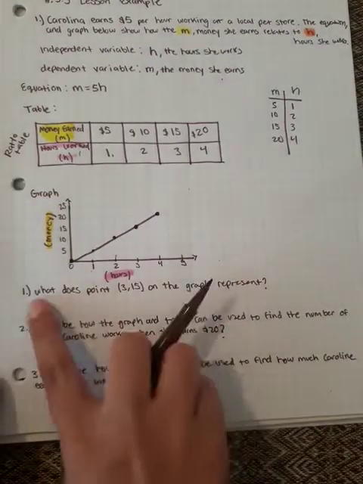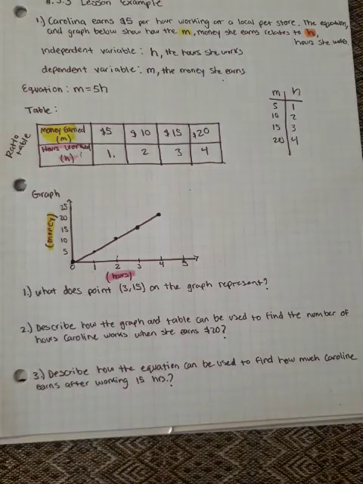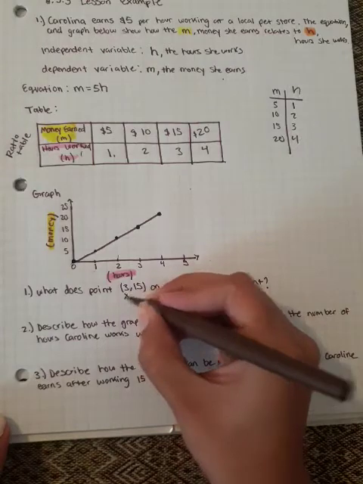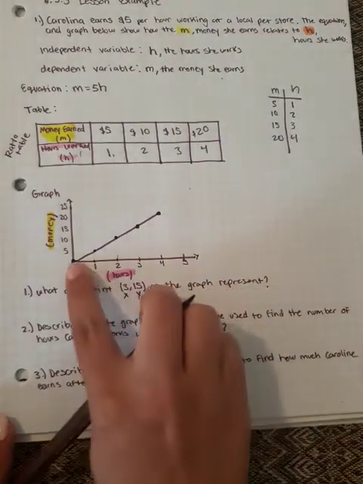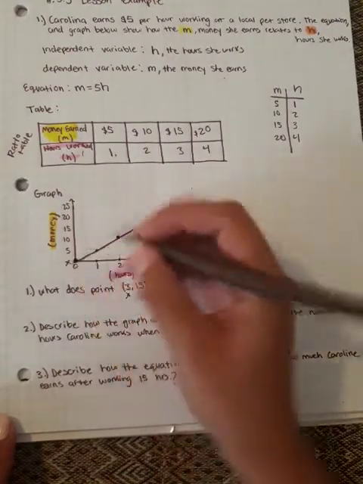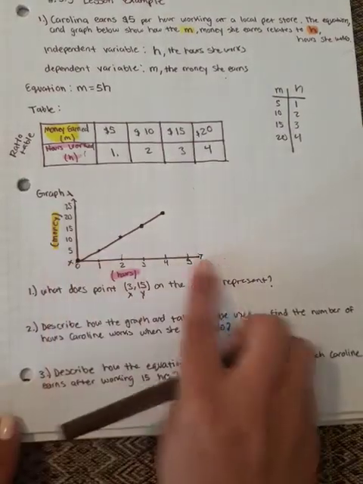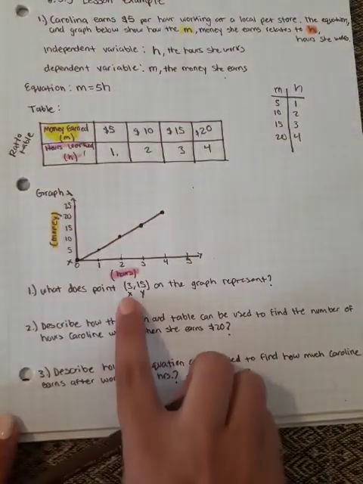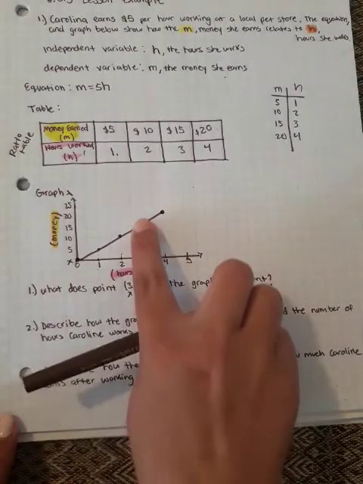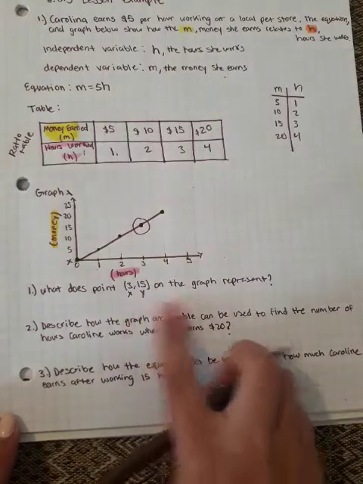What does (3, 15) on the graph represent? So 3, 15, remember, this is the x-axis and this is the y-axis. X-axis, y-axis, x, y, x, y. 3, 15. So this point, what does this point represent?